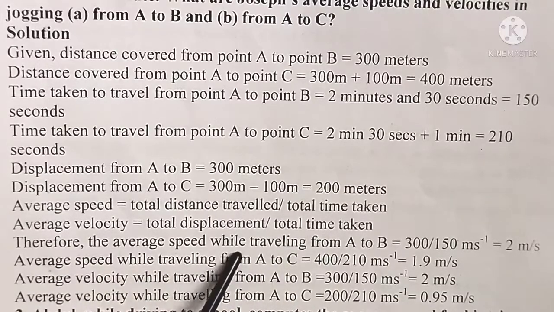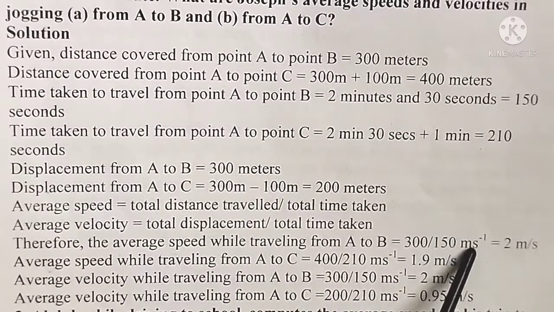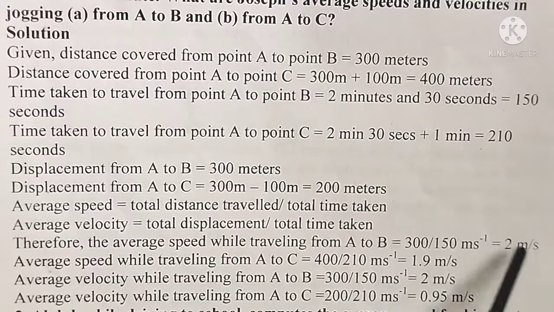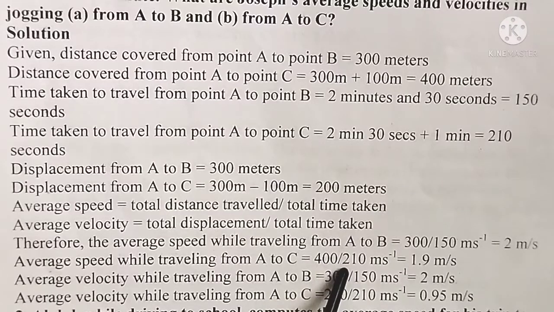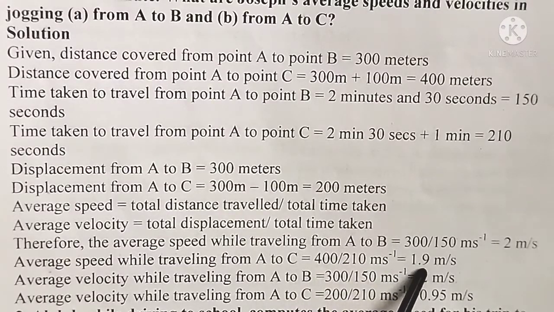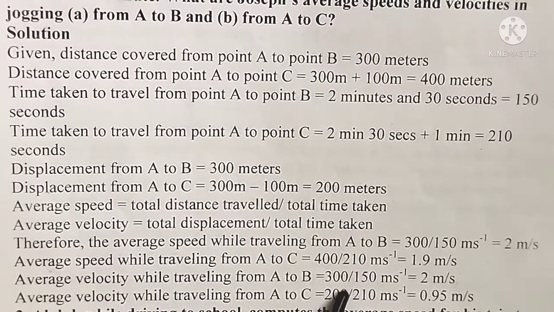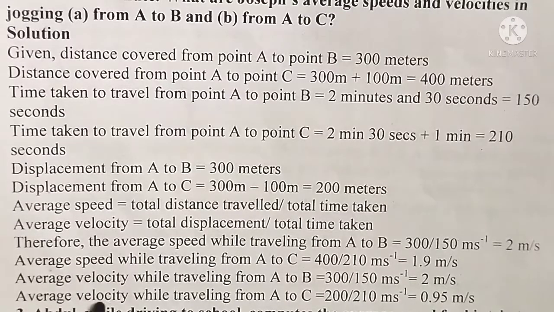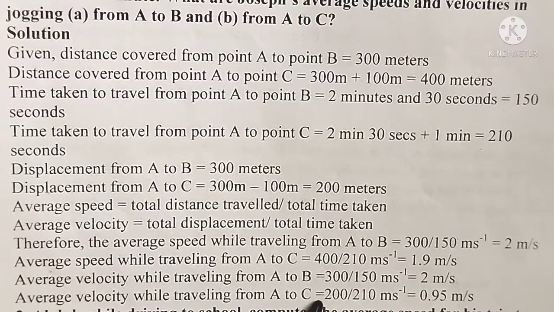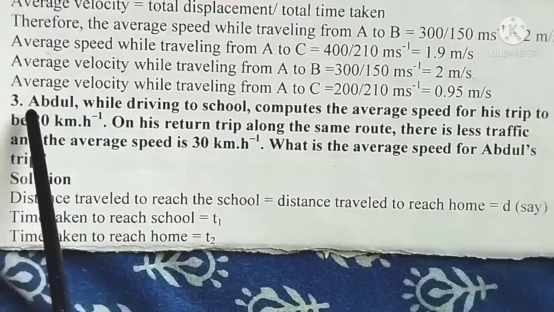Therefore, the average speed while traveling from A to B is equal to 300 divided by 150 meters per second, that is equal to 2 meters per second. Average speed while traveling from A to C is equal to 400 divided by 210 meters per second, that is equal to 1 meter per second. Average velocity while traveling from A to B, 300 divided by 150 meters per second, is equal to 2 meters per second. Average velocity while traveling from A to C is equal to 200 divided by 210 meters per second, that is equal to 0.95 meters per second.